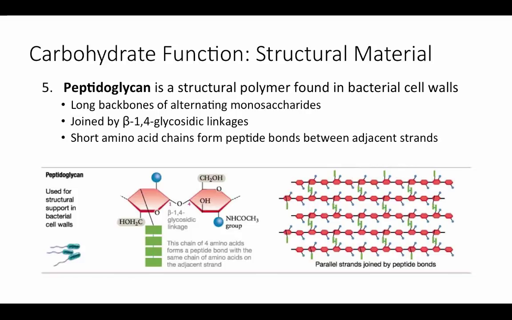It's got long backbones of alternating monosaccharides, just as we've seen, joined by beta glycosidic linkages. But instead of hydrogen bonds between these strands, what we see in the case of peptidoglycans is short amino acid chains that form peptide bonds, which we'll learn more about when we get into proteins. These are the kinds of bonds that amino acids make together to form proteins. And they're going to form these peptide bonds between the adjacent strands, again forming a stable mesh network between these long strands of carbohydrate.